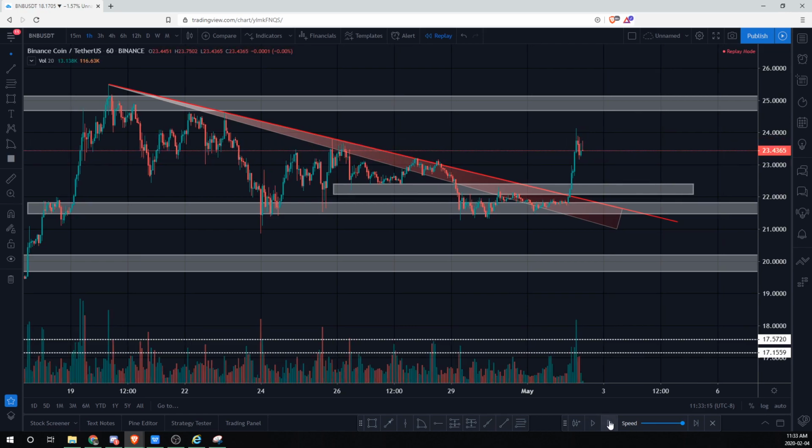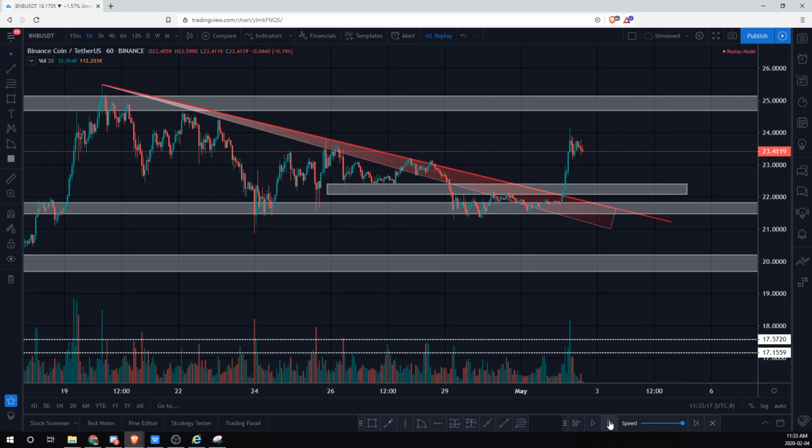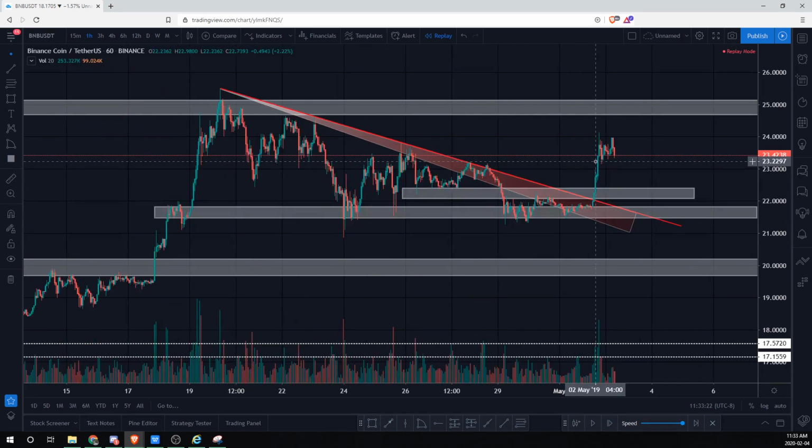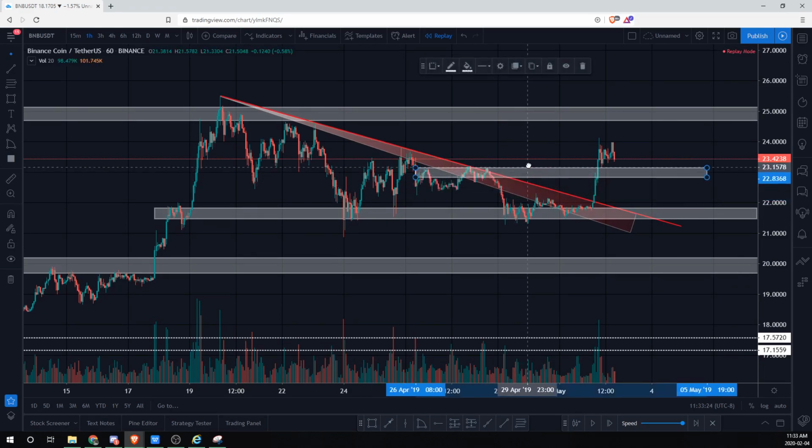Unfortunately, I think we missed this particular trade unless we pull back to another significant zone. That's not really a risk reward I'm looking to capture at this moment. I'm looking at this zone right here.